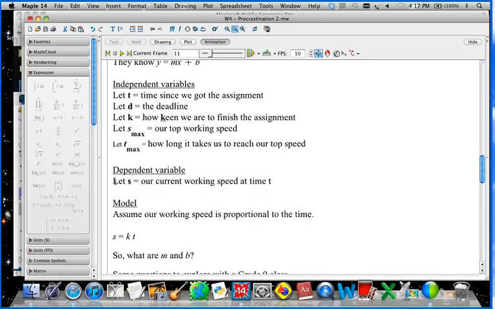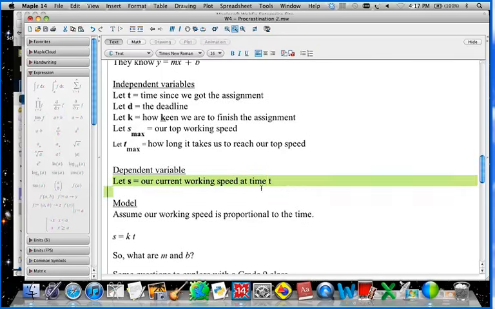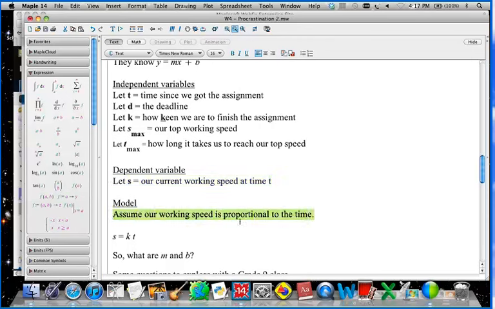And let S represent our current working speed at time T. For our grade 9 model, let's assume that our working speed is proportional to the time. And we've taught kids what that word means. That means that your dependent variable is equal to your independent variable times a constant. S equals K times T. So K is how keen you are.